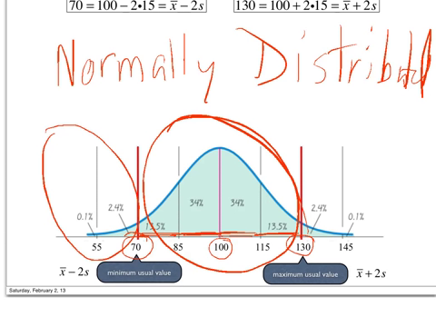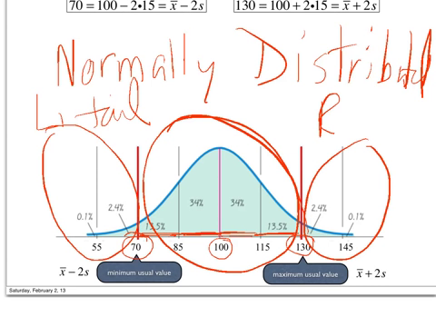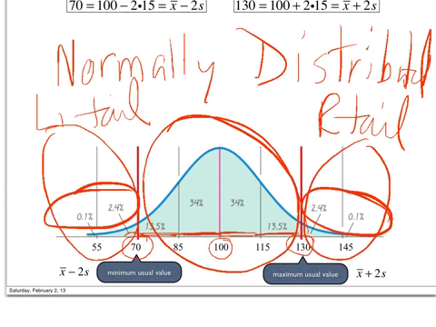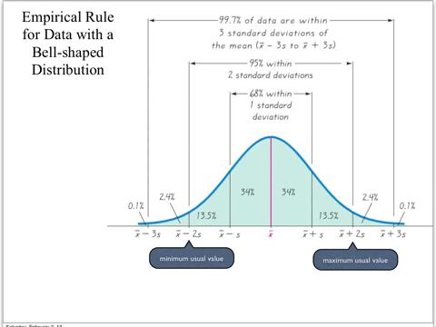These tapered ends are called tails. This is the left tail, and this is the right tail. Those tails do not have as many data values. In fact, they only contain about 2.5% here and about 2.5% there. So you can see that the tails only contain about 5% of the data. Most of the data is within 2 standard deviations of the mean, and in this normal distribution, that means about 95%. That's called the empirical rule for data with a bell-shaped distribution.